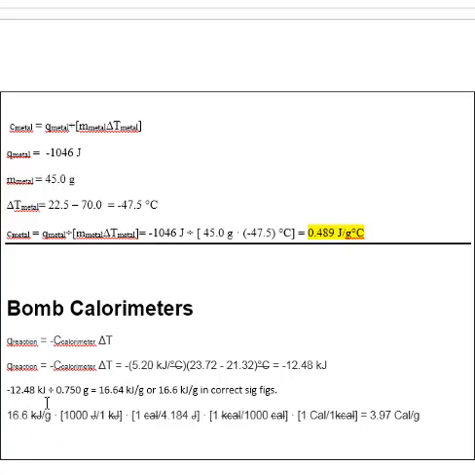All right, negative 12.48 kilojoules divided by 0.750 grams equals 16.64 kilojoules per gram, or 16.6 kilojoules per gram in correct sig figs. 16.6 kilojoules per gram times 1,000 joules per 1 kilojoule times 1 cal per 4.184 joules times 1 kilocal per 1,000 cal times 1 Cal with a capital C per 1 kilocal equals 3.97 Cal per gram.